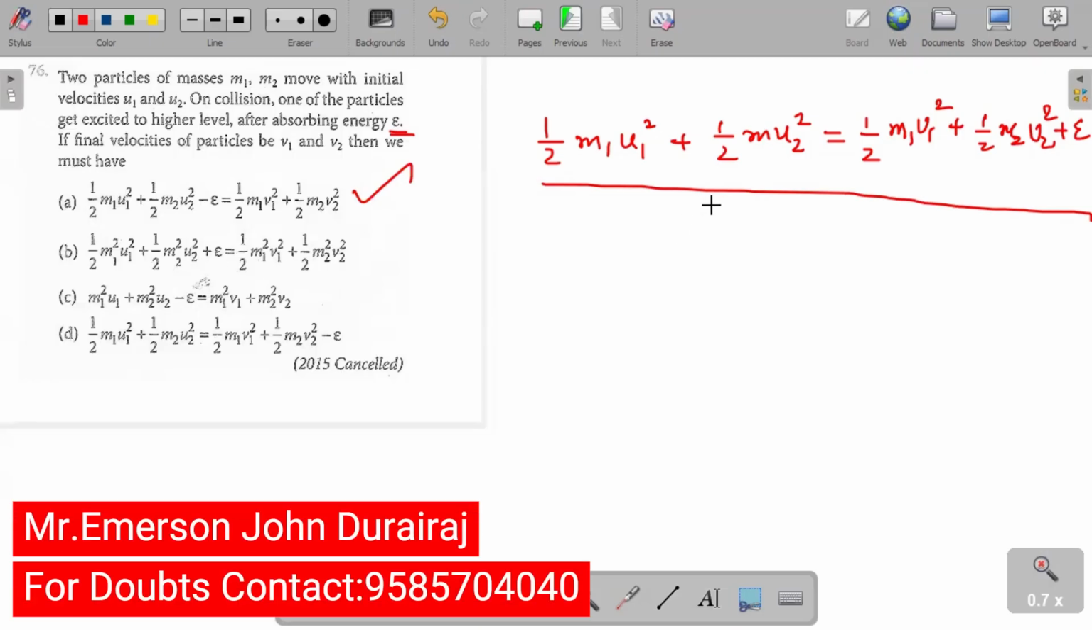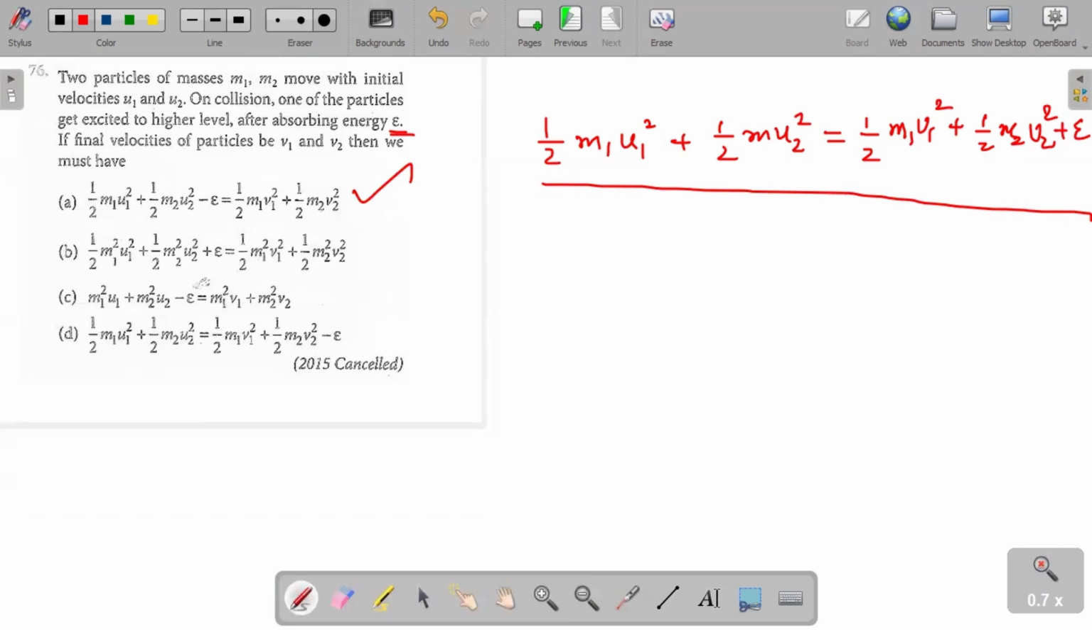Before collision, no energy is absorbed. After collision, energy is absorbed. That is an additional energy. So when you bring this E to the left hand side, automatically minus E comes. This will be the correct answer.